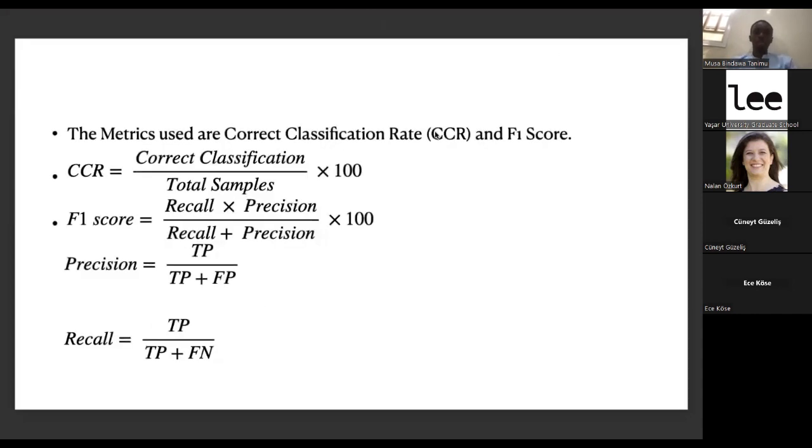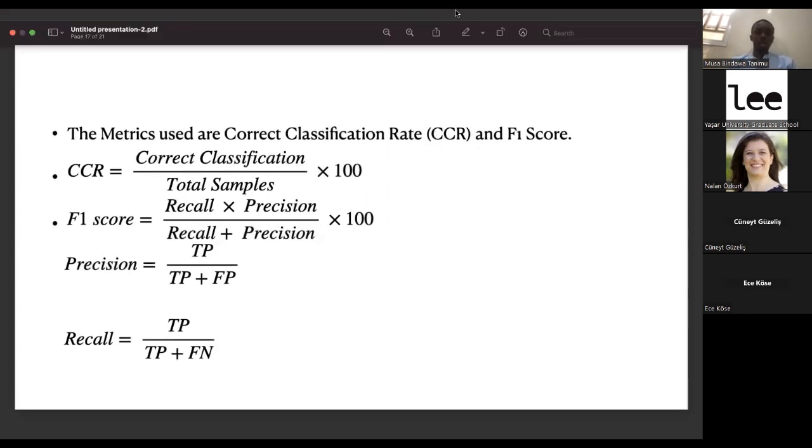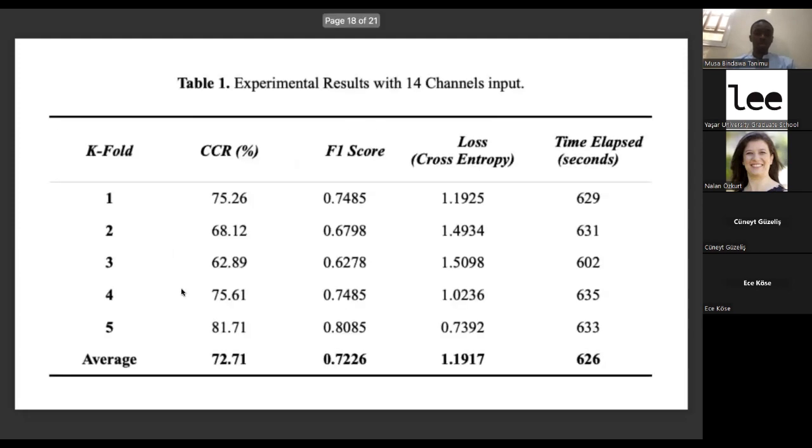The metrics we used are correct classification rates and F1 score, and this is how each of them was calculated. This table shows the results of our experiments with the 14 channel input. We used K-fold cross-validation for training our network. We used 5 folds, with 80% of the data for training and 20% for testing. Our correct classification ratio, when we fed the 14 channels, was 72%, and the time elapsed was 626 seconds.